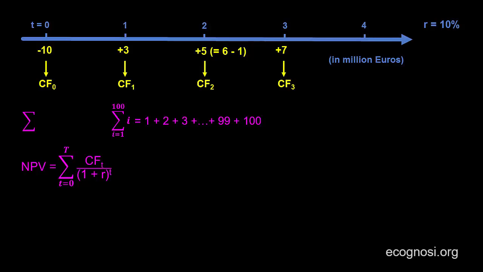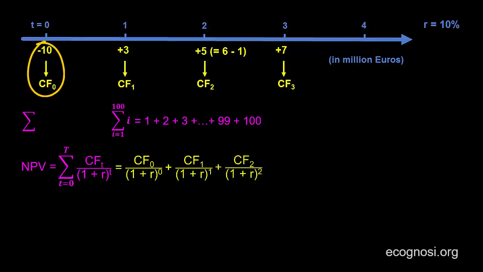Let's see if it works by applying it within the context of this problem. Let's expand the formula based on the project's cash flows. So net present value equals cash flow 0 over 1 plus r to the 0th power. I'm not doing anything complicated over here. I'm just applying what the formula stipulates, starting with the cash flow at time 0. Now plus cash flow 1 over 1 plus r to the first, plus cash flow 2 over 1 plus r squared, plus our final cash flow, which is cash flow 3 over 1 plus r to the third.